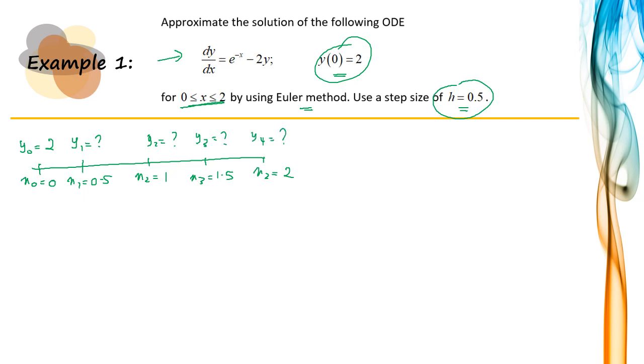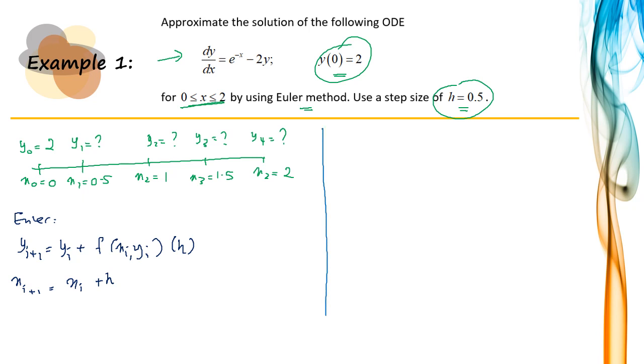So what is the formula for Euler method? For Euler method, the formula is y(i+1) is equal to y(i) plus f(x_i, y_i) multiplied by h, where x(i+1) is equal to x_i plus h. So let's start the calculation. Start with when i equal to 0. When i equal to 0, we will have x(0+1) is equal to x0 plus h. So we will get x1 is equal to x0 plus h.